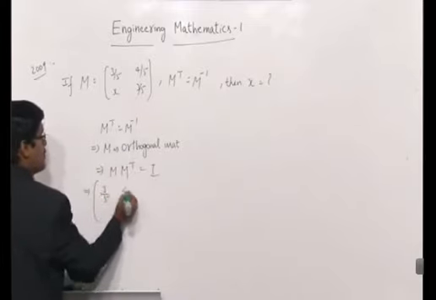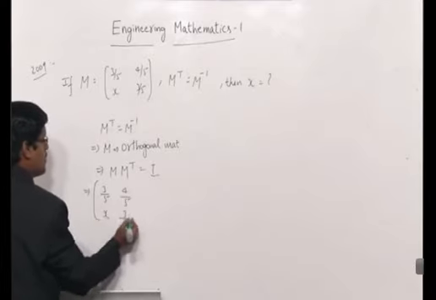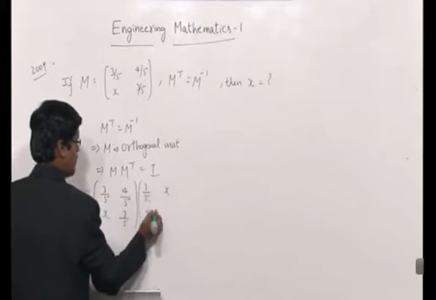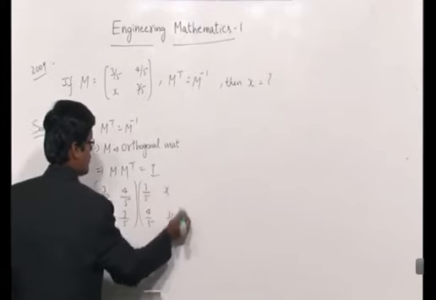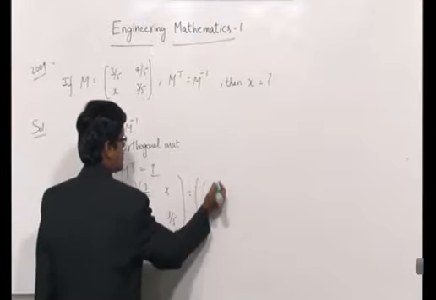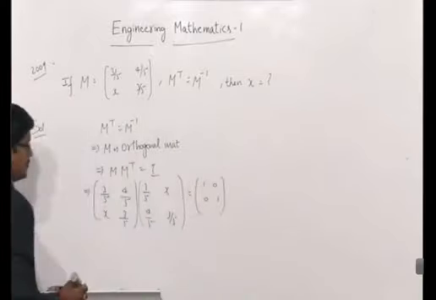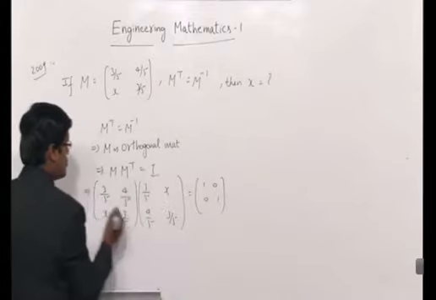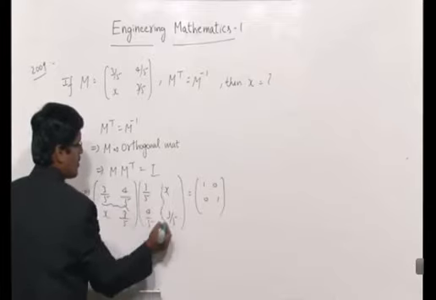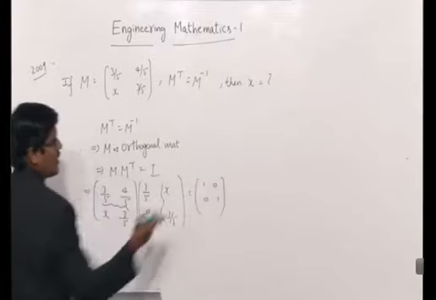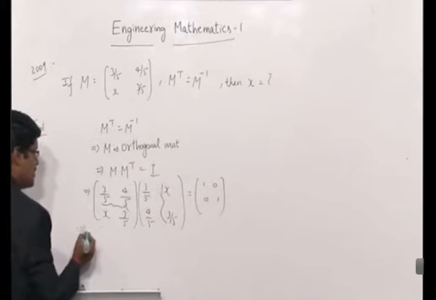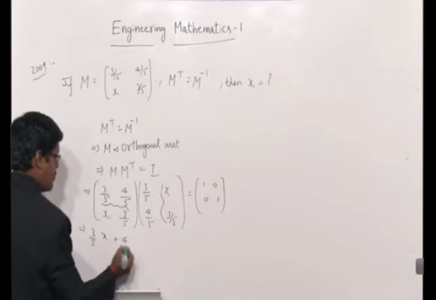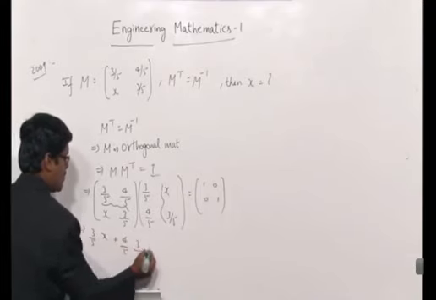Which implies m, [3/5, 4/5; x, 3/5], into its transpose, [3/5, x; 4/5, 3/5], is equal to the identity matrix, [1 0; 0 1]. Here, first row into first column, no use multiplying, because we are going to find the x value. Just multiply the first row with the second column and equate it to the corresponding element on the right side, which implies 3/5 into x plus 4/5 into 3/5. What is the corresponding element there?